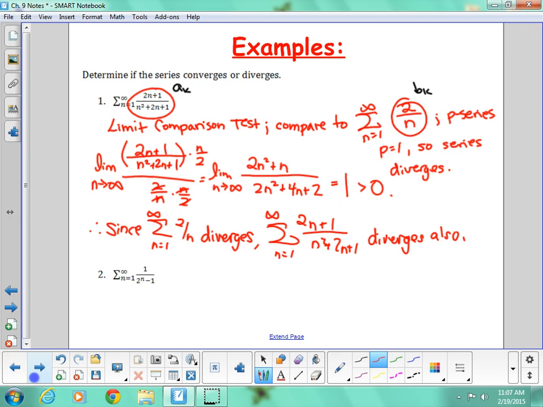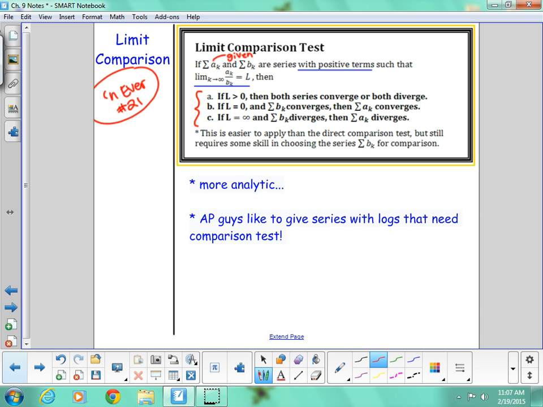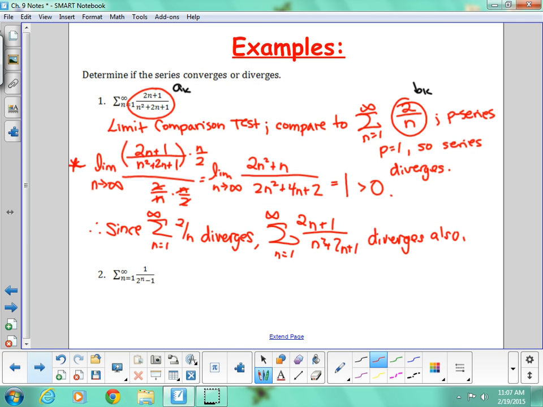But the limit comparison test says I don't care whether it's greater than or less than, let's just take a limit of what you're given over the one you're comparing it to. We simplified and the limit is 1. What does that mean? If the limit of these two is greater than 0, whatever one does, the other does. Since the limit equals 1, this diverges too. Done. Didn't have to do an integral.